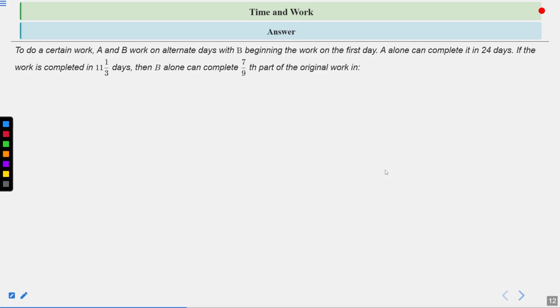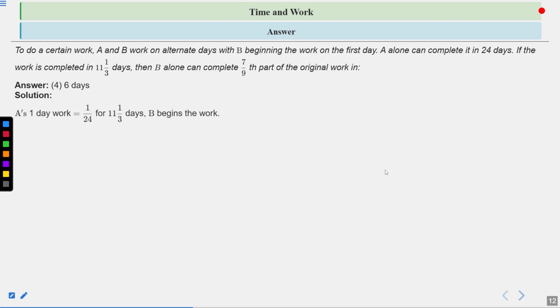So the question says that to do a certain work, A and B work on alternate days, starting with B on the first day. It is also given that A alone can complete it in 24 days. If the work is completed in 11 and 1 by 3 days, then B alone can complete 7 by 9th of the original work. So the correct answer of this question is the fourth one, which is 6 days. Now see the detailed solution.